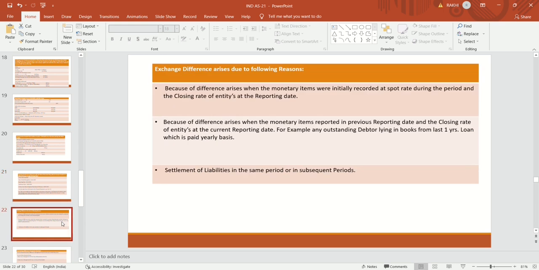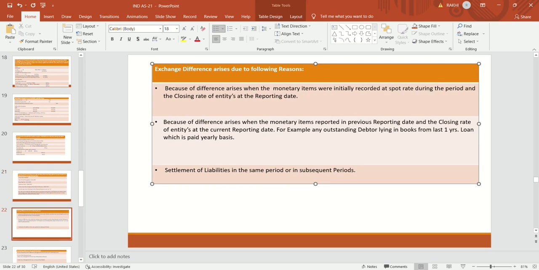Now exchange difference arises due to the following reasons. PPE is a non-monetary item which was initially recorded at the spot rate, but at the closing date the exchange rate will be different. Because of monetary items there is also a difference, arising from the settlement of liabilities, debtors or creditors. And on the settlement of liabilities in the same period, or in a subsequent period, a difference will also arise.